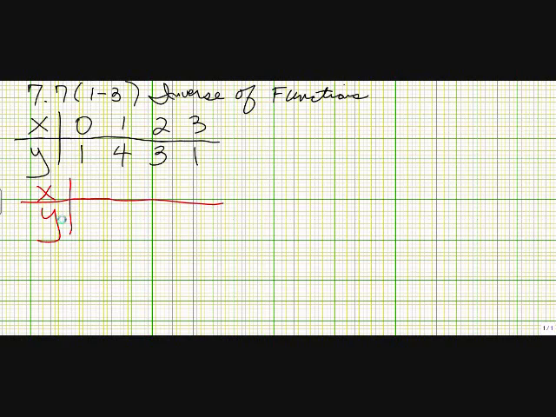But all right, so the inverse would be exchanging the outputs for the inputs. So my inputs for the inverse formula are going to be 1, 4, 3, 1. I like the red better. And the outputs are the 0, 1, 2, 3. So let me make a graph here.